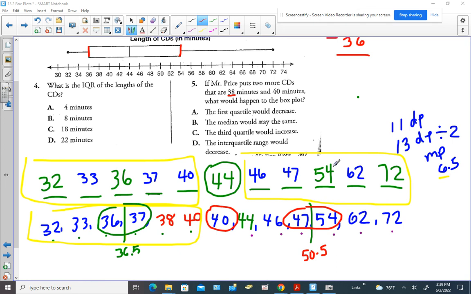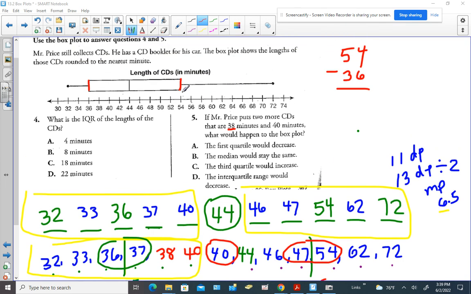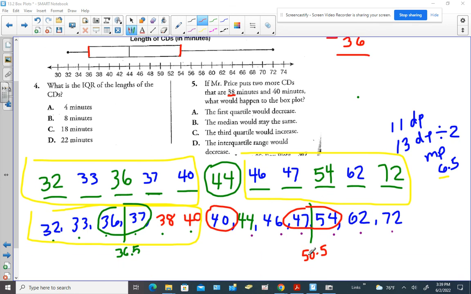C, the third quartile would increase. Now, our third quartile before, remember, was a 54. That was this. And it went down to a 50.5. So they're saying it's going to increase. Increase means it goes up. In our hypothetical example, it went down.